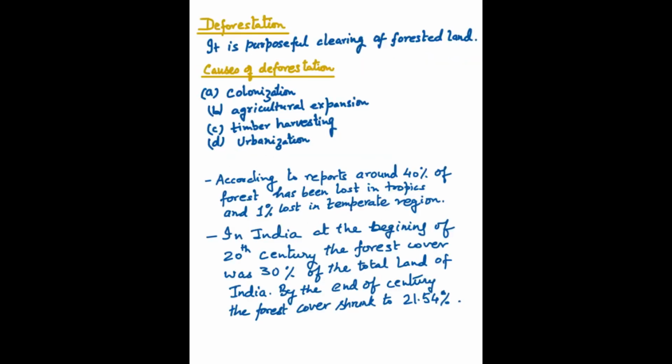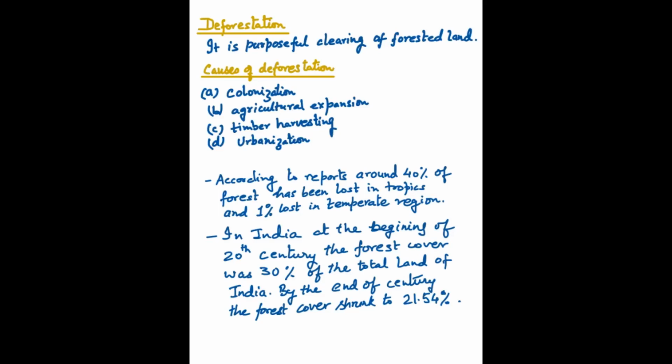Now the next is deforestation. It is the purposeful clearing of forested lands. What are the reasons? When the population is increasing, people need to live somewhere, people need to get some agricultural land because we will be needing food eventually. We will need timber for our furniture and our other utilization and urbanization. These are the reasons why deforestation happens. Deforestation is the process of cutting the forest.